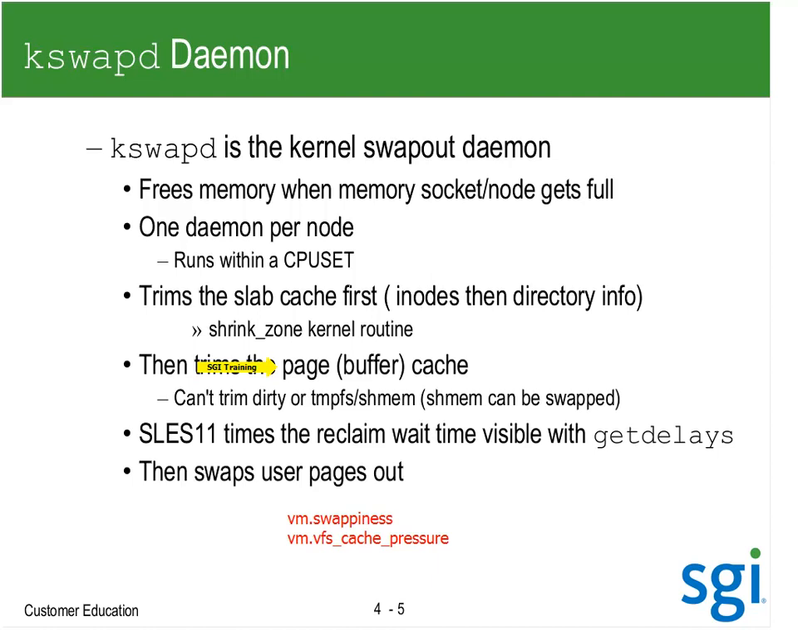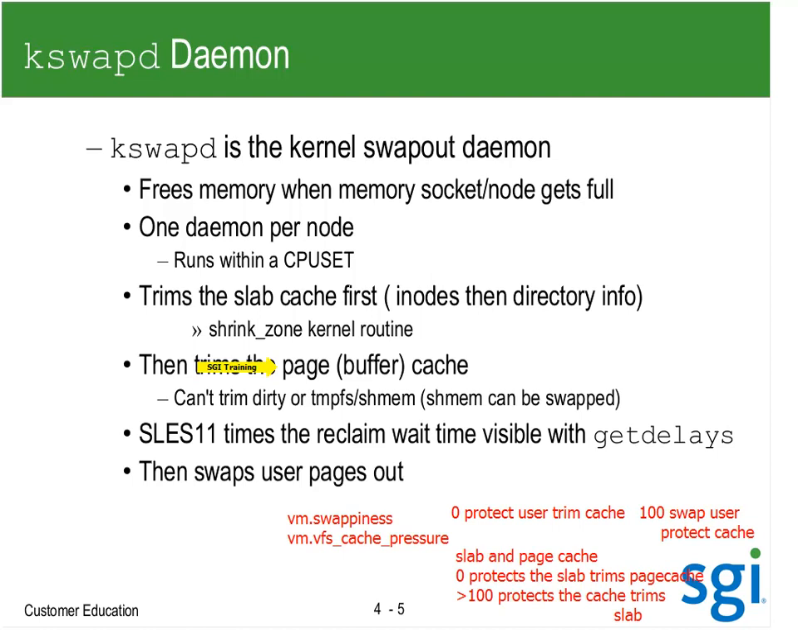The other one, vfs_cache_pressure, is between slab and page cache. A 0 protects the slab and trims page cache. And 100, or actually going greater than 100 even, protects the cache and trims the slab. We'll come back to those later, and if I were to go off to Linux Insight, www.linuxinsight.com, I could find out more details about that.